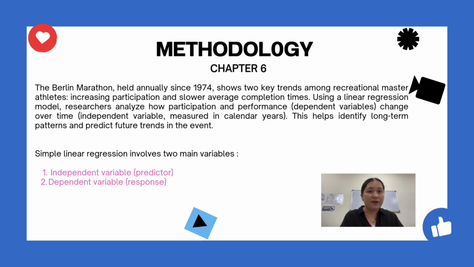Simple linear regression involves two main variables: the independent variable, or predictor, and the dependent variable, or response. The independent variable, the predictor, is the input variable used to forecast the result. In the context of the document, wave height or wave period could be considered independent variables. The dependent variable, the response, is the predicted output or outcome. For example, wave run-up height could be used as the dependent variable.